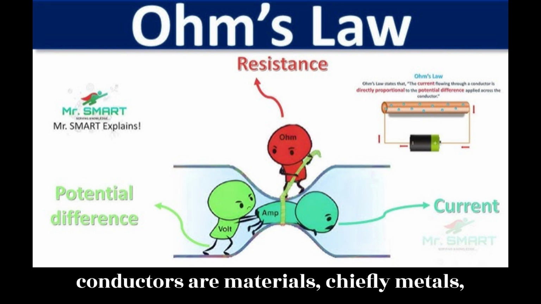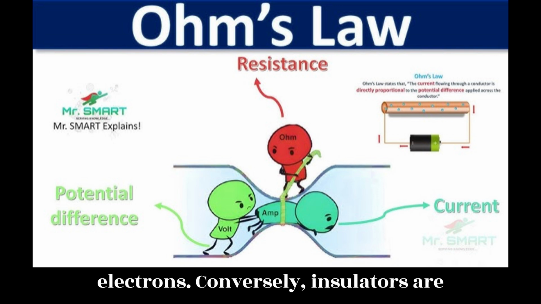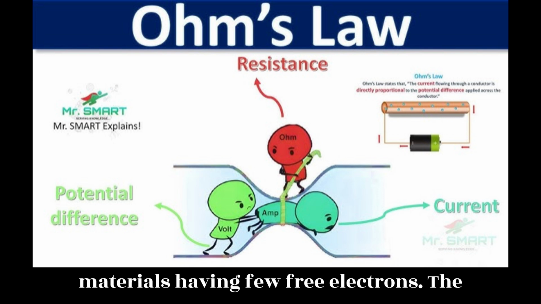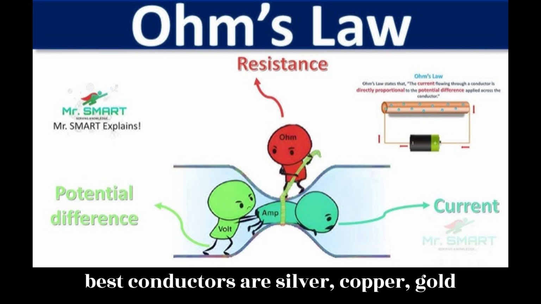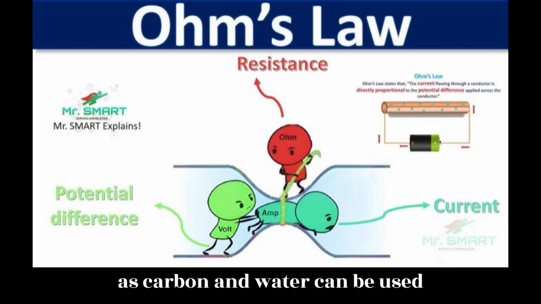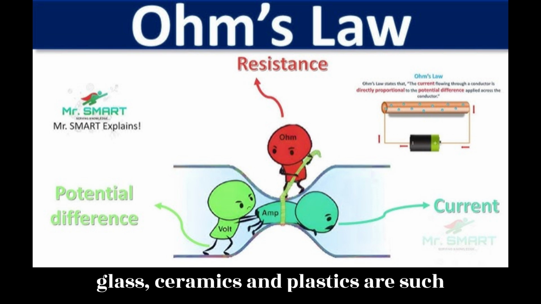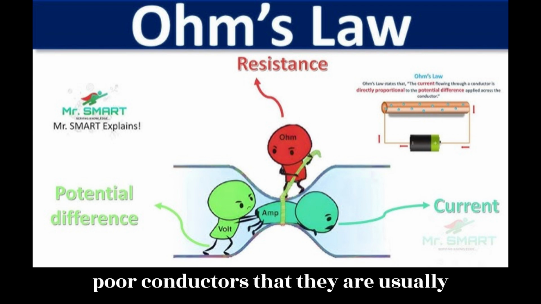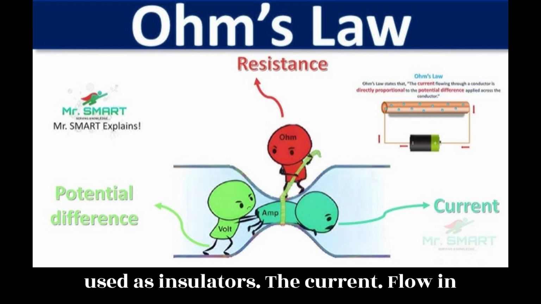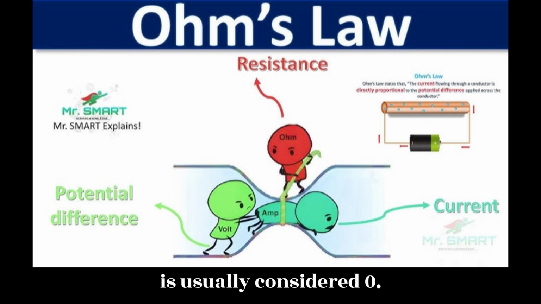The best conductors are materials, chiefly metals, that possess a large number of free electrons. Conversely, insulators are materials having few free electrons. The best conductors are silver, copper, gold, and aluminum, but some non-metals, such as carbon and water, can be used as conductors. Materials such as rubber, glass, ceramics, and plastics are such poor conductors that they are usually used as insulators. The current flow in some of these materials is so low that it is usually considered zero.